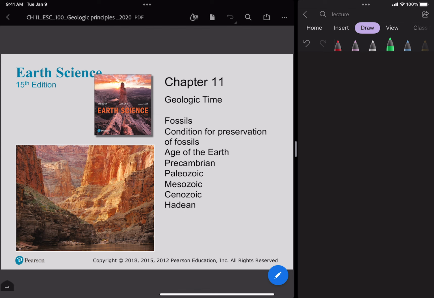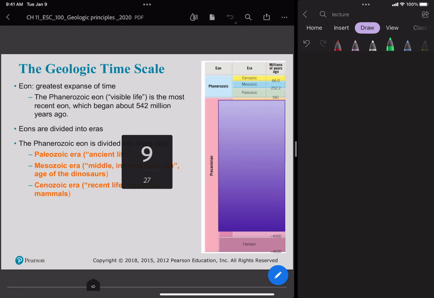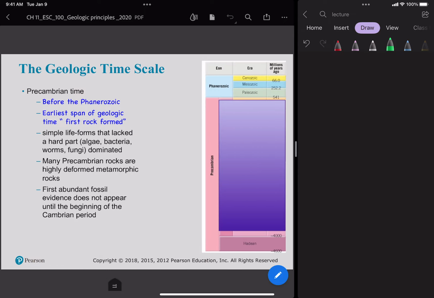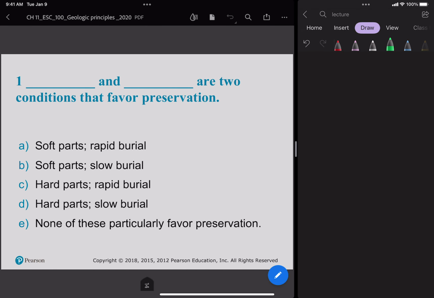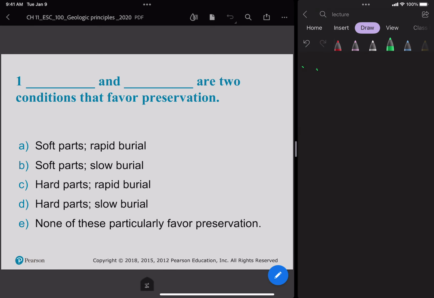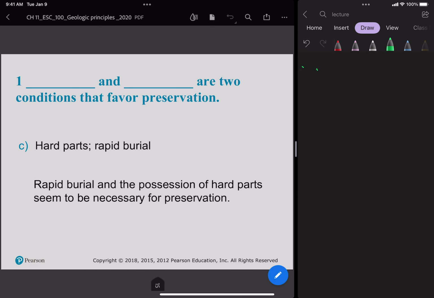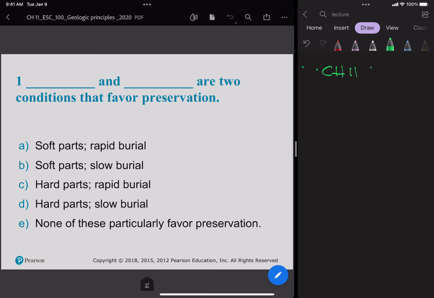We're going to begin the review for chapter 11 on test 2. Okay, so here's our first question. Blank and blank are two conditions that help the preservation of fossils. So what are they? This is chapter 11, number 1.